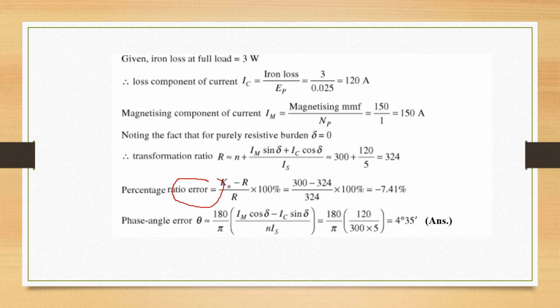As this is a purely resistive circuit, sigma, that is the angle between IS and ES, is 0. From there we will get the transformation ratio, and we know the secondary turns and primary turns. From there we will get R, and the percentage ratio error, as sigma is 0. We came to know the values of IM, IC and IS, that is magnetizing current, core component of current, and secondary current. We will get the value of phase angle error.